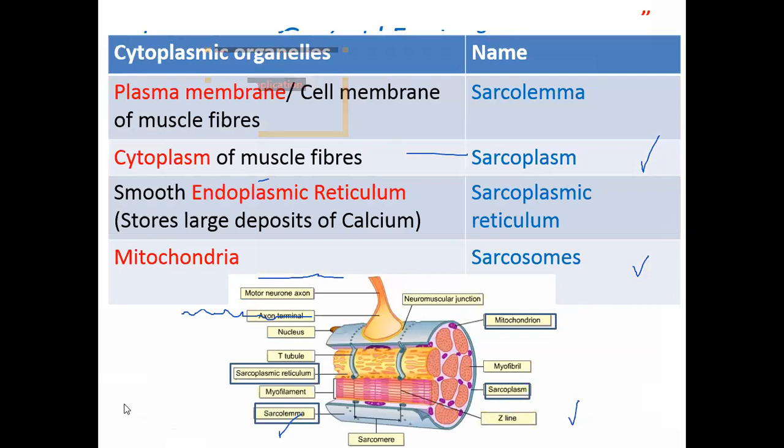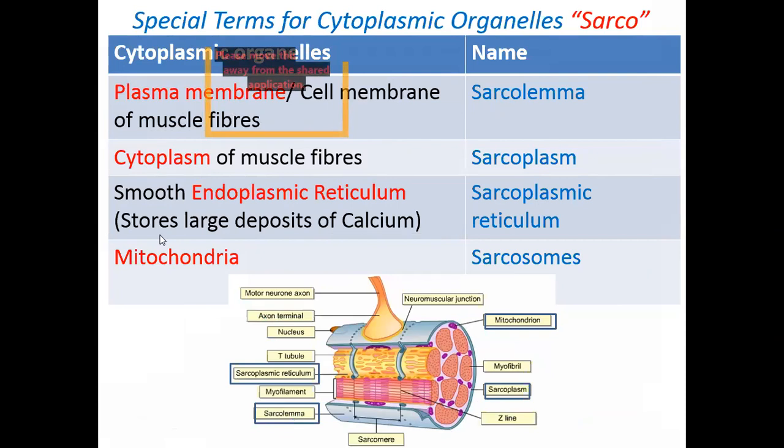Now some terminologies related to the muscle. Everything uses the word sarco. If it is the plasma membrane or the cell membrane of the muscle fiber, we say sarcolemma. If it is the cytoplasm of the muscle fiber, we call it the sarcoplasm. If it is the smooth endoplasmic reticulum, which stores a large amount of calcium, we call it the sarcoplasmic reticulum. The mitochondria are also called sarcosomes.